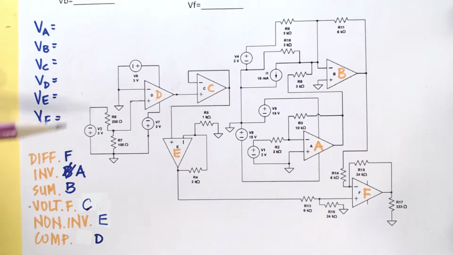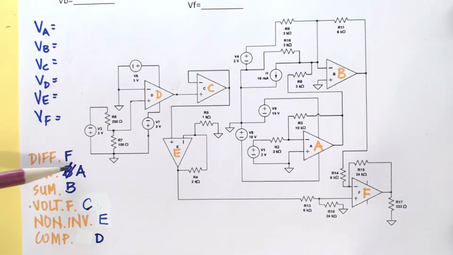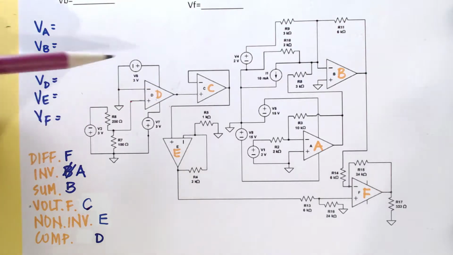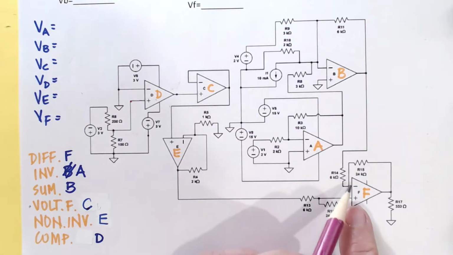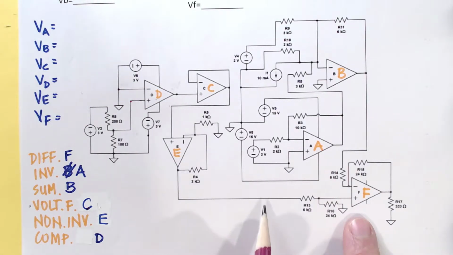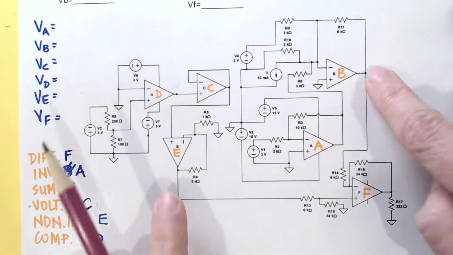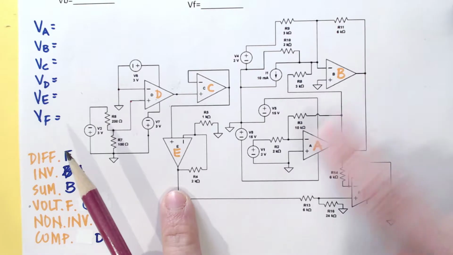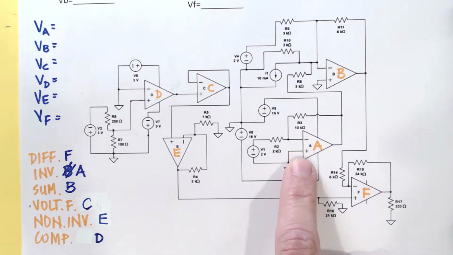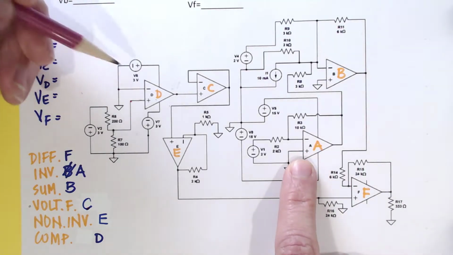Okay, now that we know what each opamp is configured as, we're going to try to find the voltages on the outputs of each one of them. To do that, we want to know the inputs. Some of these are very straightforward. Some others, like F, I will only know the inputs if I found the outputs of B and E. I can find D right now.